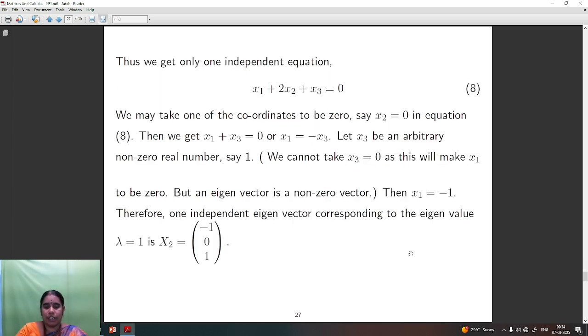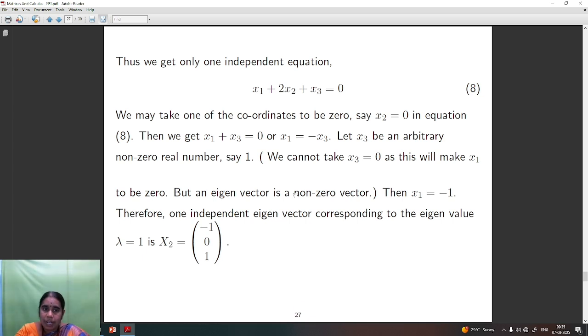So by considering any one equation, in which we have x2 equal to 0, then we have x1 plus x3 equal to 0, or x1 is equal to minus x3. Taking x3 as an arbitrary non-zero real number, say 1, we would have x1 to be 0, but an eigenvector is a non-zero vector, so x1 is equal to minus 1. By choosing x3 equal to 1, we have x1 equal to minus 1. Therefore, for lambda equal to 1, we have the eigenvector x2 as minus 1, 0 and plus 1.